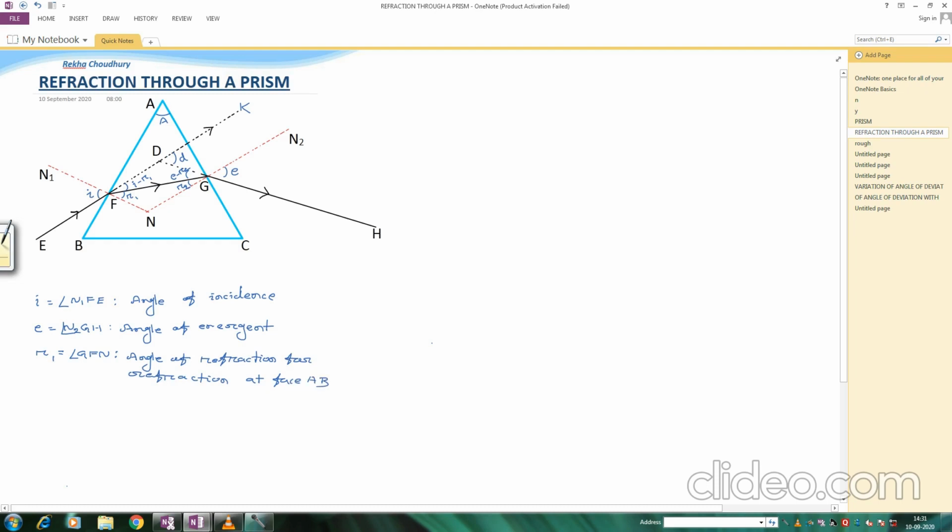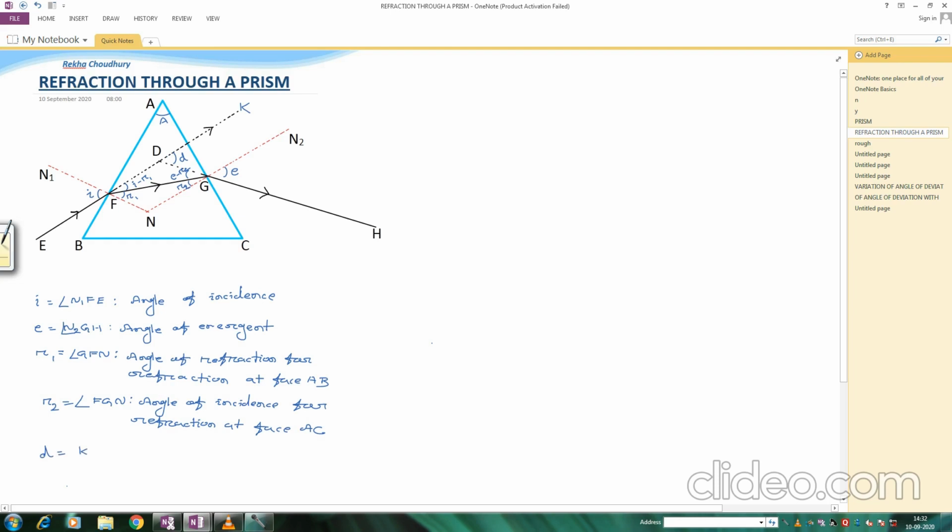Similarly, R2 is the angle of incidence, that is the FGN angle. It is the angle of incidence for refraction at face AC, and D is the angle of deviation.